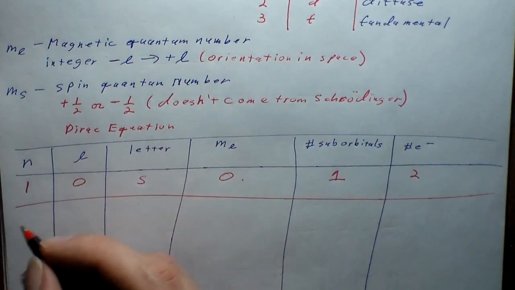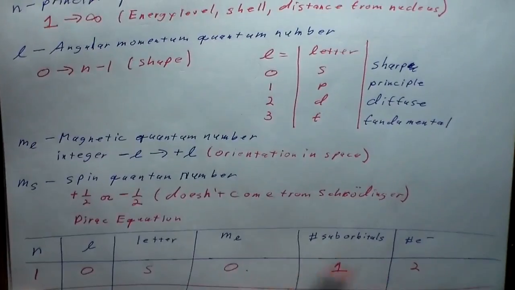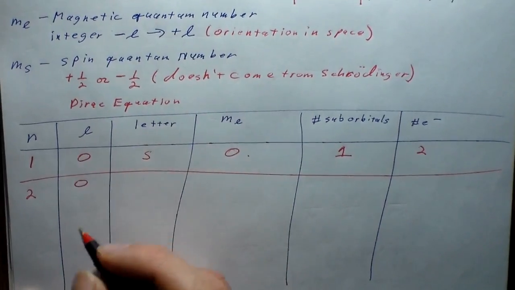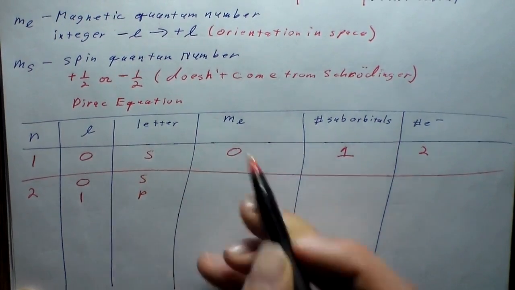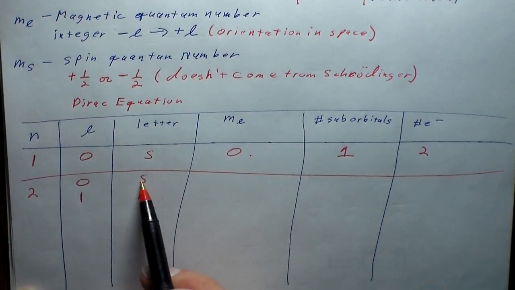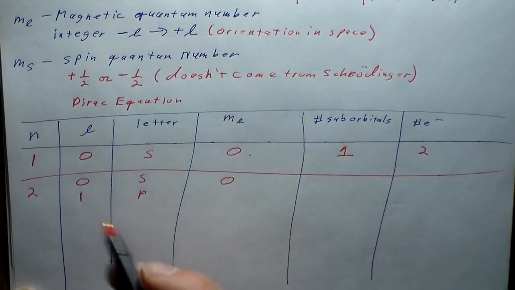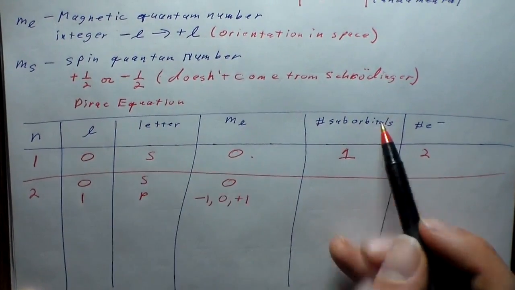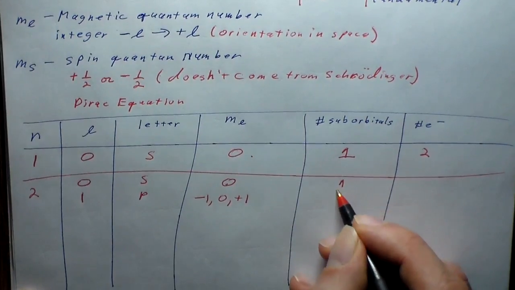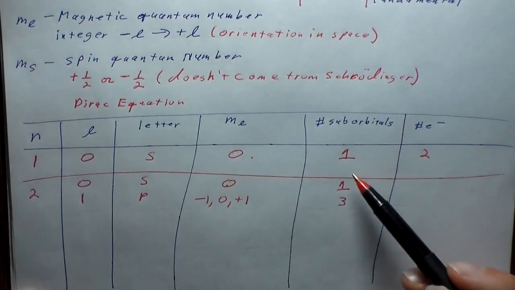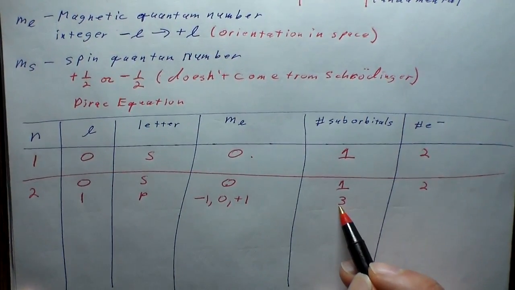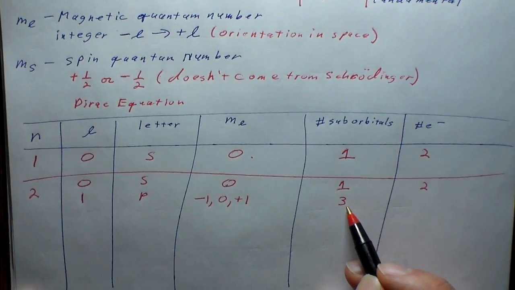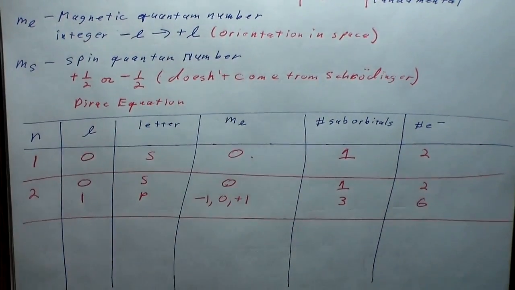All right, next up for the n equals 2 level, the L values, again, go between 0 and n minus 1, so that's going to be 0 to 1. The letters that we can have are going to be s and p. The m sub L for the 0 is just going to be 0 again. And for the p, we have minus 1, 0, and 1. Number of suborbitals, there's just 1 here, and here we have 1, 2, 3. And the number of electrons we have in each is going to be 2 over here. And now we have 3 suborbitals, each can hold 2 electrons, so we're going to have 6. And that's it for that level.